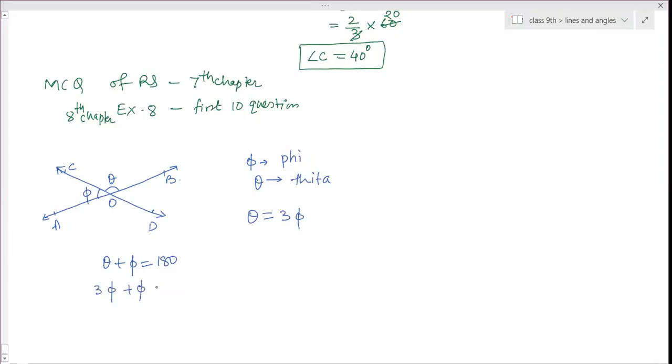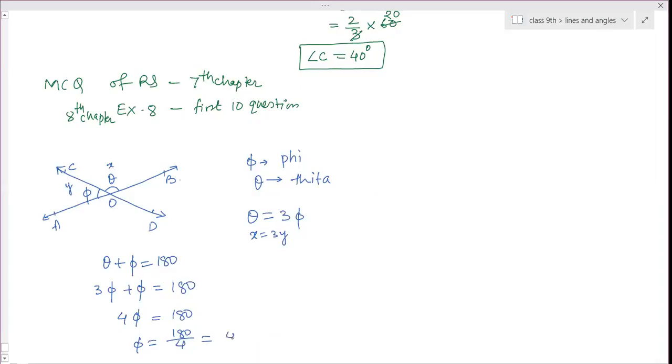3 phi plus phi. It is just like x and y. So theta is x and this is y. So x is equal to 3y, they have given. So x plus y is equal to 180. Value of x is 3y, so 3y plus y is equal to 180. So 4 phi is equal to 180. So phi is equal to 180 by 4.